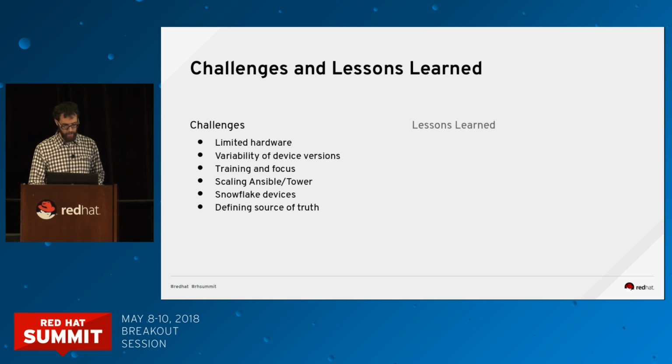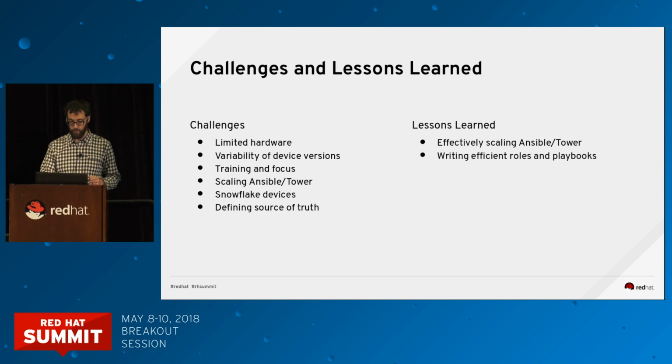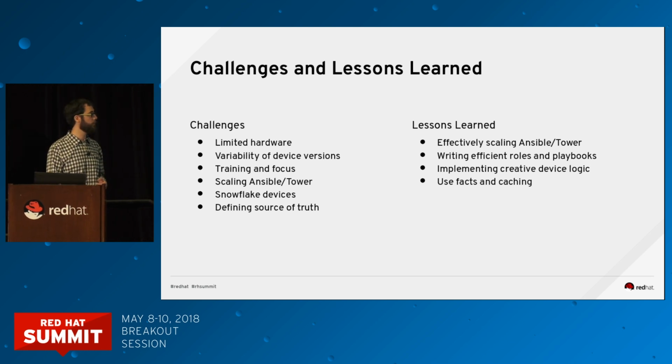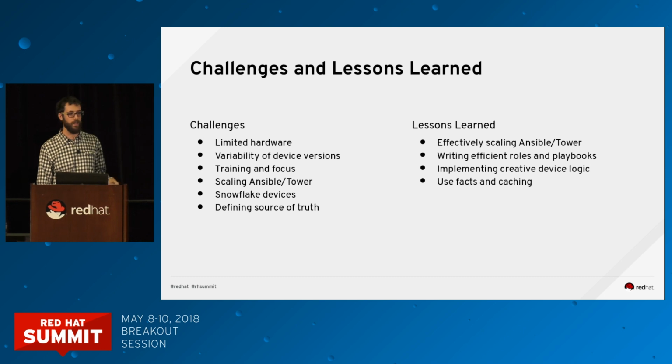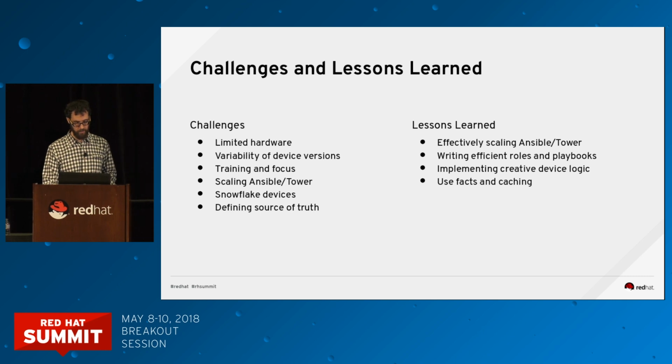So from lessons learned from that, we learned more about effectively scaling Ansible and Tower. Some of the logic, adding and checking for all the versions and syntactical differences between them, all the wide variety that we had to work with. Implementing the creative logic, and using facts and caching. The biggest part here for the efficiency came from the facts, pulling the config, reusing it as much as we could without going back to the device as often.